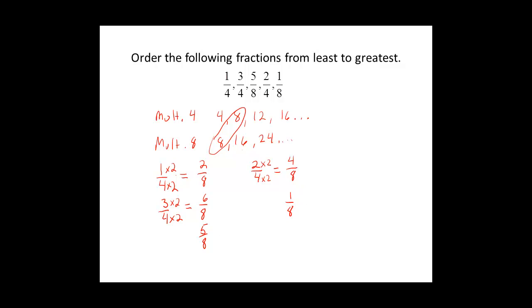Now we will put them in order from least to greatest. Our smallest fraction will have the smallest numerator. Our smallest fraction is 1/8. The next fraction is 2/8. The next fraction will be 4/8. The next fraction will be 5/8. And finally, 6/8. We have now ordered these fractions from least to greatest.